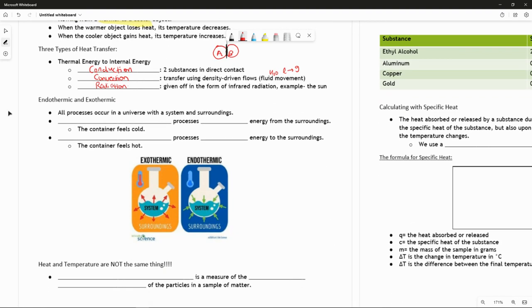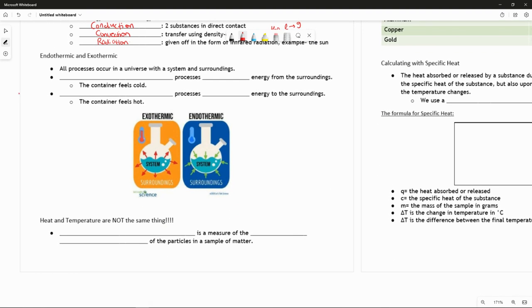All right, endothermic and exothermic. All processes occur in a universe with a system and surroundings. This is very important: system and surroundings. A system is one specific thing that you study. And the surroundings are everything else.